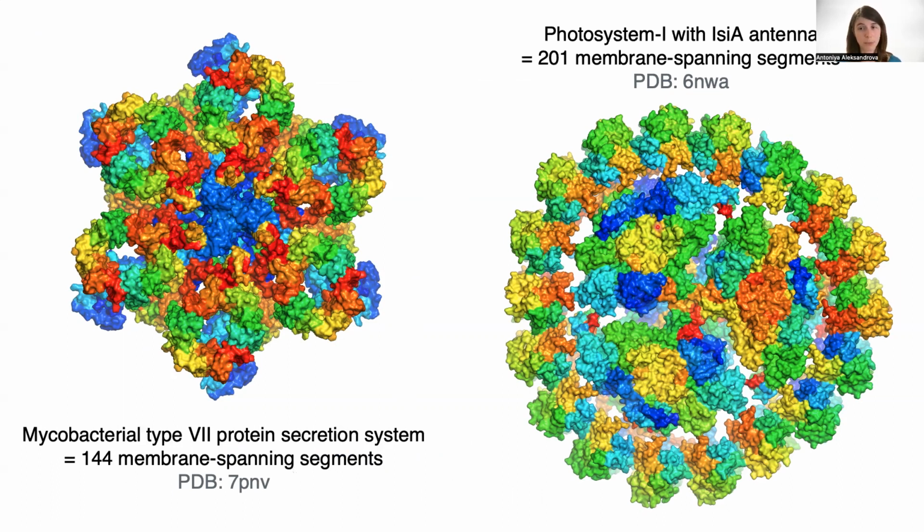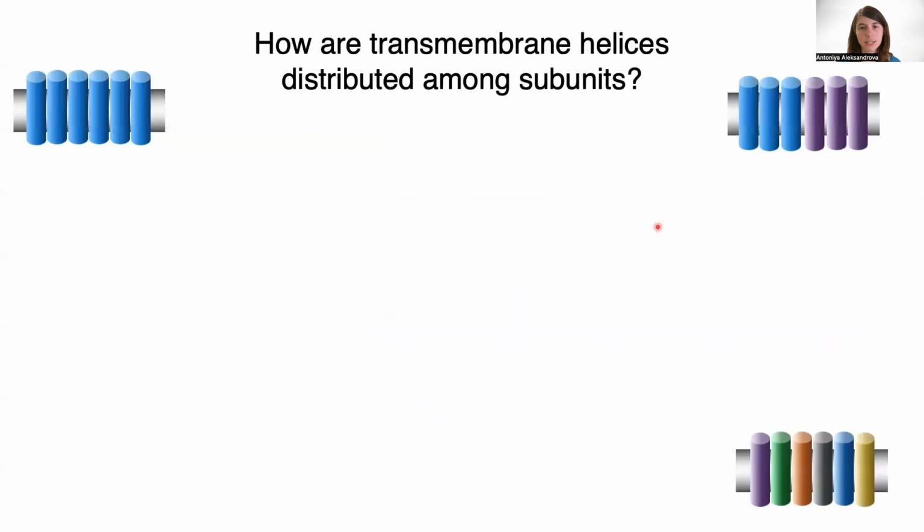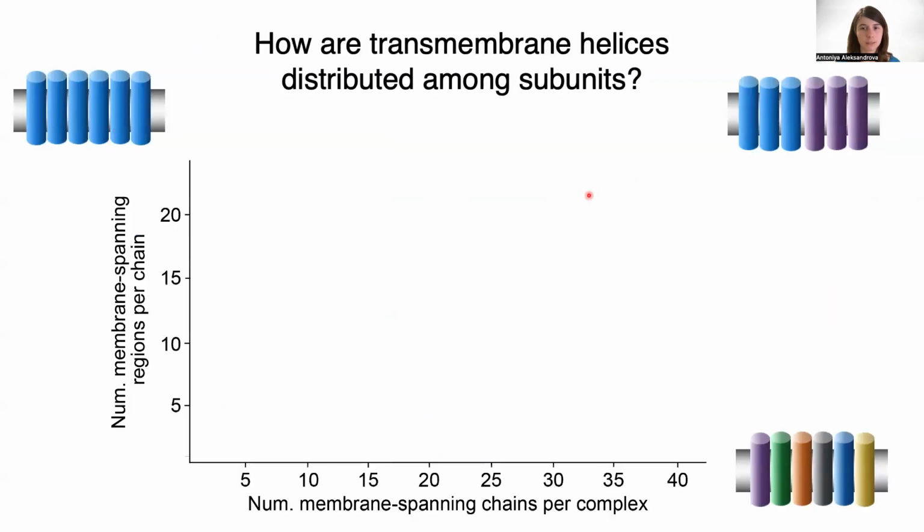And are these complexes that we encounter mostly made up of big chains or many small chains? To see that, we have plotted the count of helices per chain, or membrane spanning regions, on the y-axis here, and the number of membrane spanning chains per complex on the x-axis here. So monomeric proteins and their transmembrane counts are along the first column, while every instance of a single transmembrane chain will be along the bottom here. And assemblies of large subunits would be up in the corner.